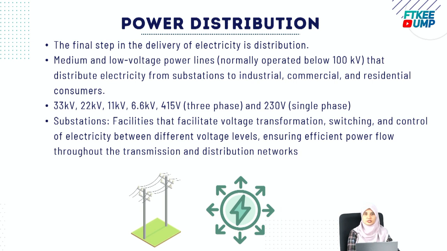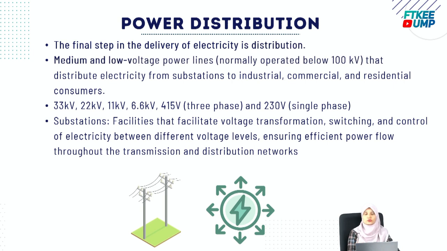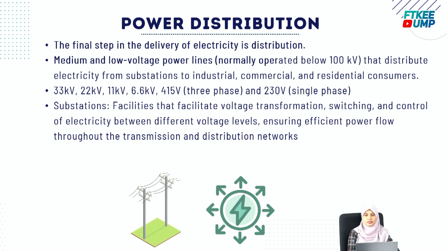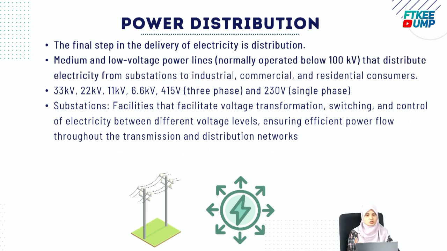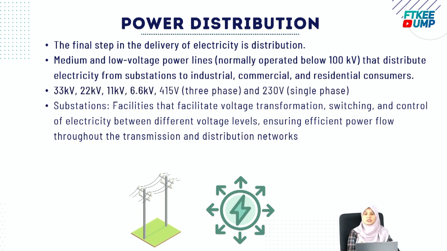Next, for the power distribution, it is actually the final step in the delivery of electricity. The medium and low voltage power lines, normally operated below 100 kV, distribute electricity from substations to industrial, commercial and residential consumers. Here we have 33 kV, 11 kV, 6.6 kV, 415 volt for a three-phase and 230 volt for a single phase. So again, this is the case for Malaysia, right?